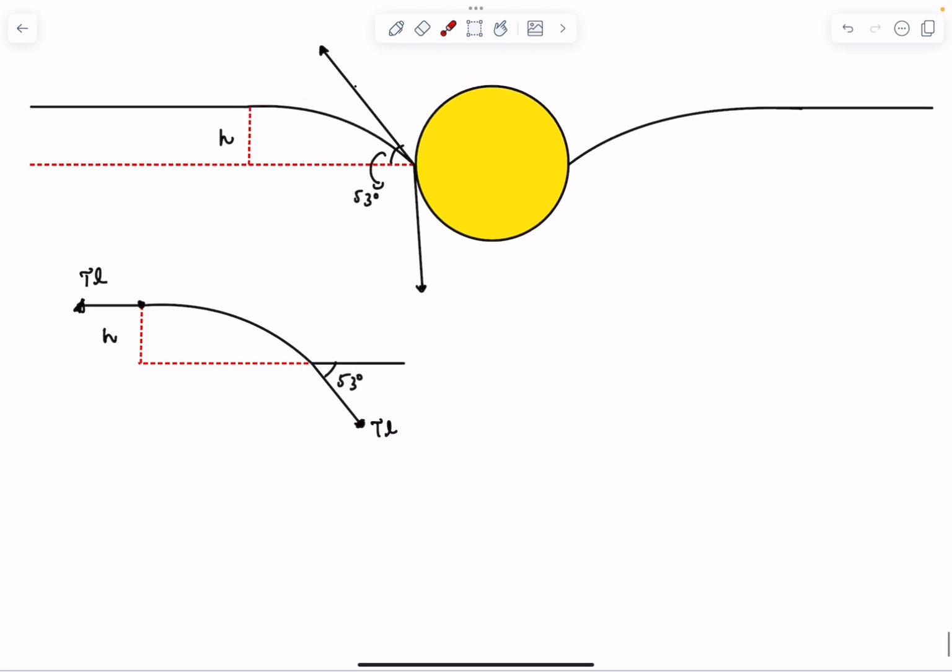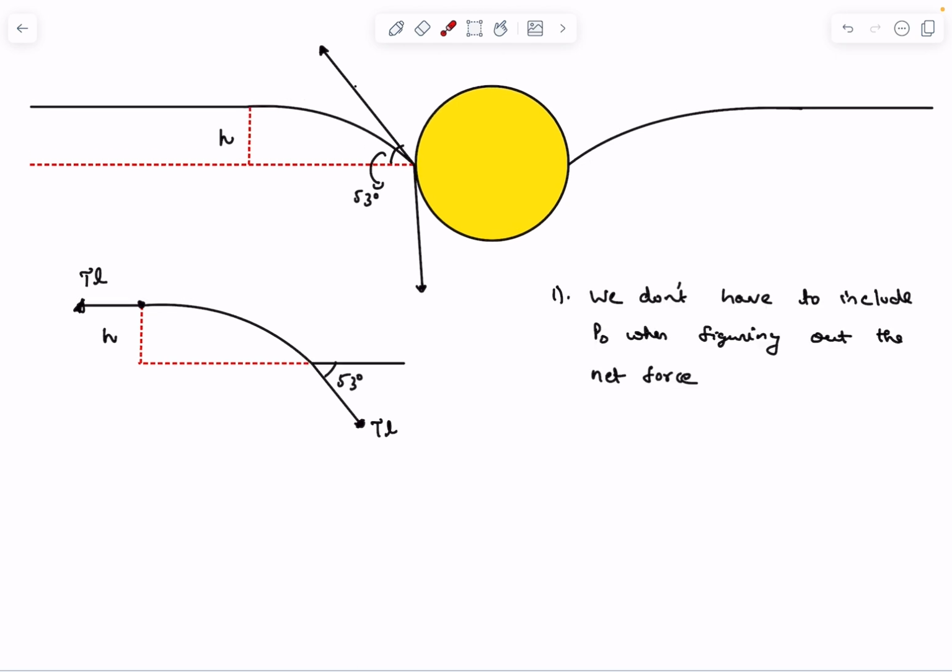So let's try to write down the pressure forces first. The first point to discuss is that we don't have to consider the atmospheric pressure forces when figuring out the net force, and the reason is pretty simple. P0 is acting everywhere, and it's a uniform pressure. Whenever we want to figure out the force due to a uniform pressure, we use the idea of projected area. So let's take this surface for example.